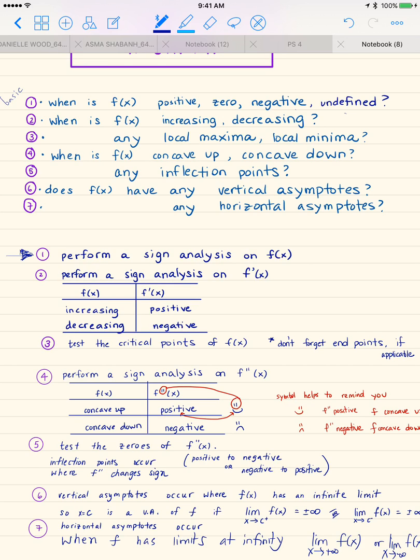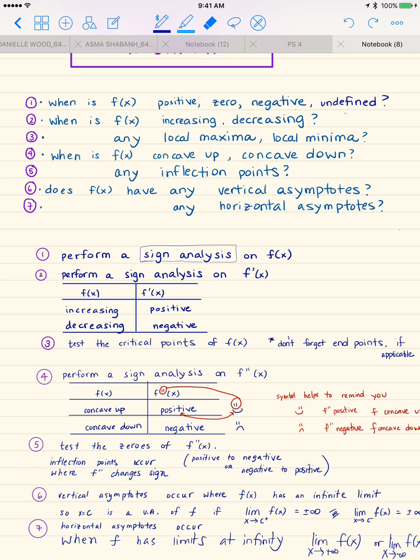And we've done that in class. Perhaps this vocabulary, I know I've used sign analysis. I've mentioned it a few times. That's what it's called when you do something like this, and you see it's undefined here, it's positive, 0, negative, positive. This is doing a sign analysis. So without further ado, let's get started.